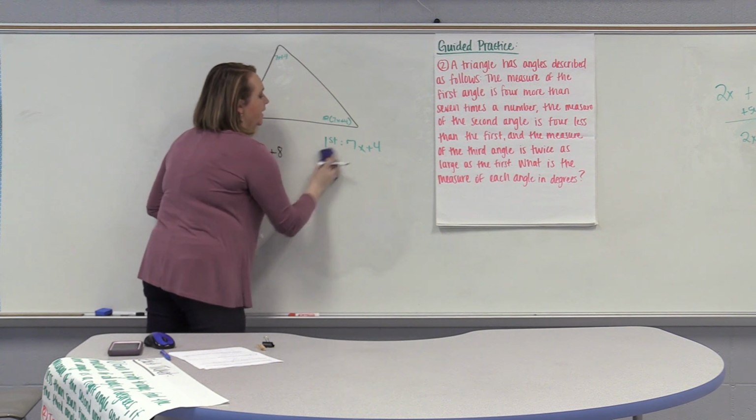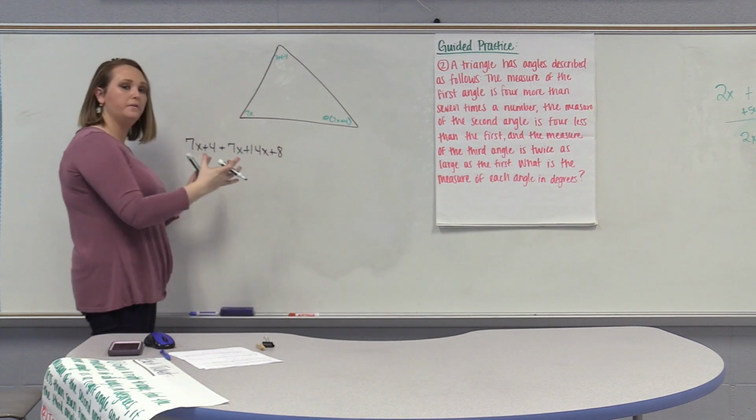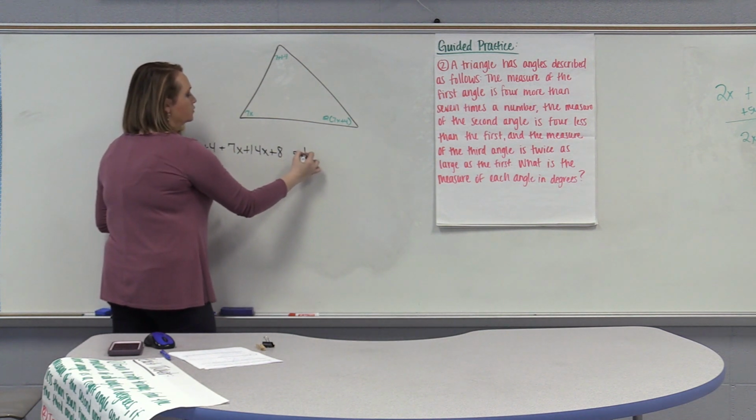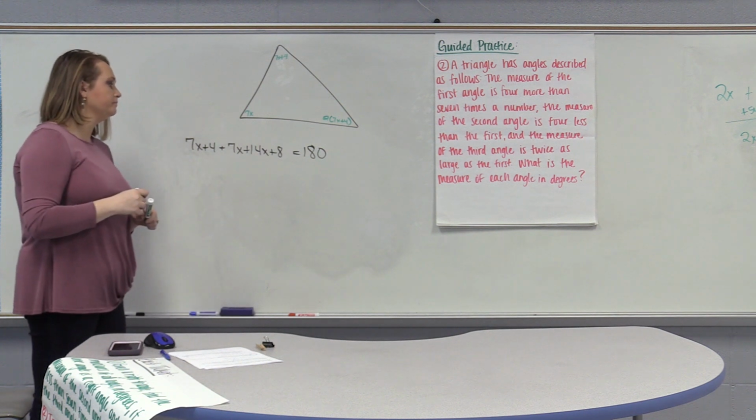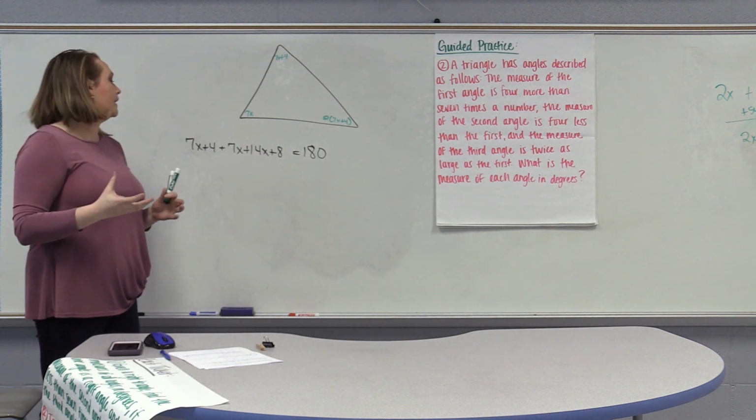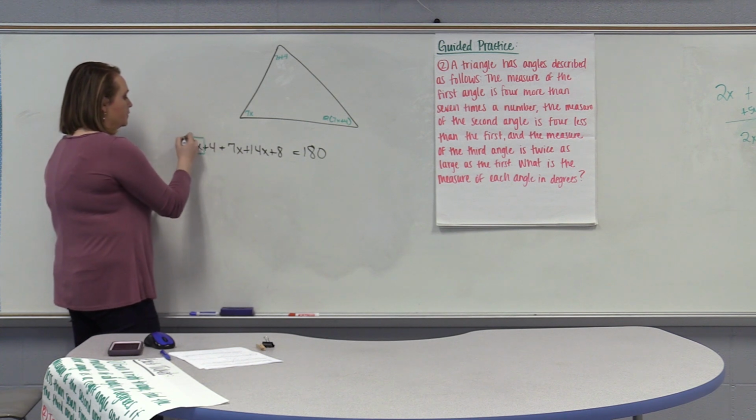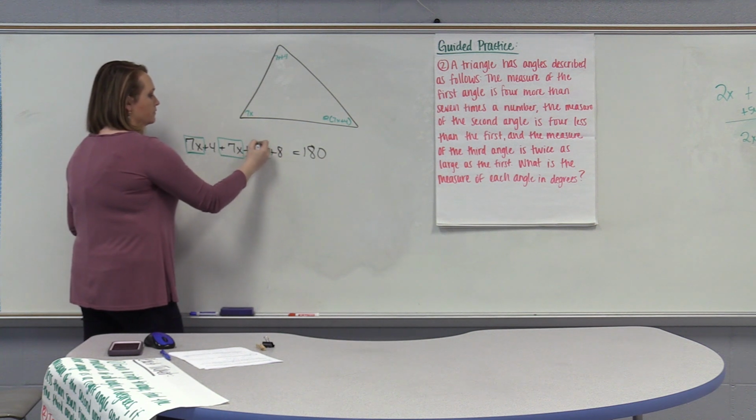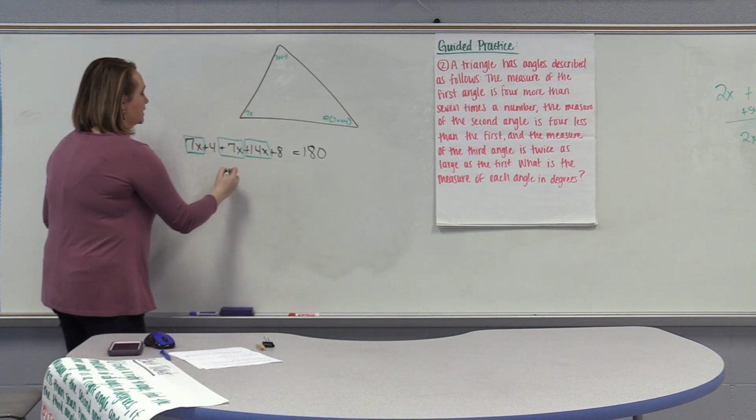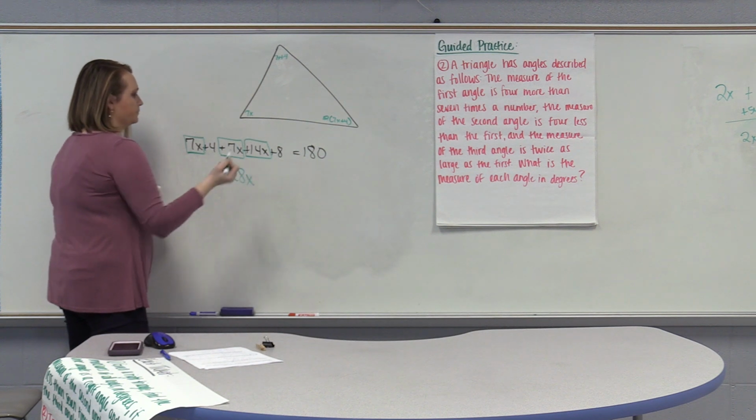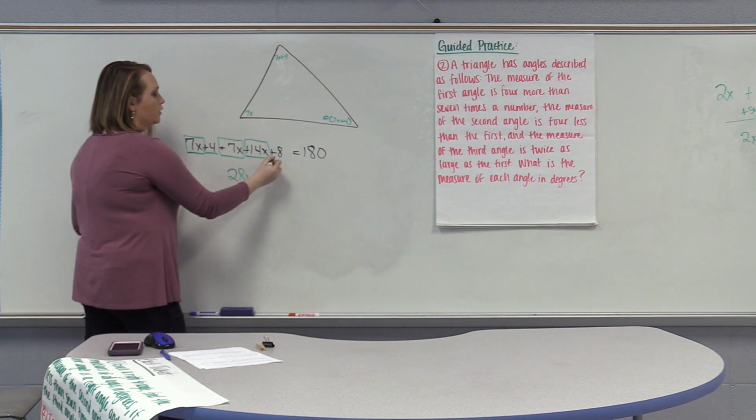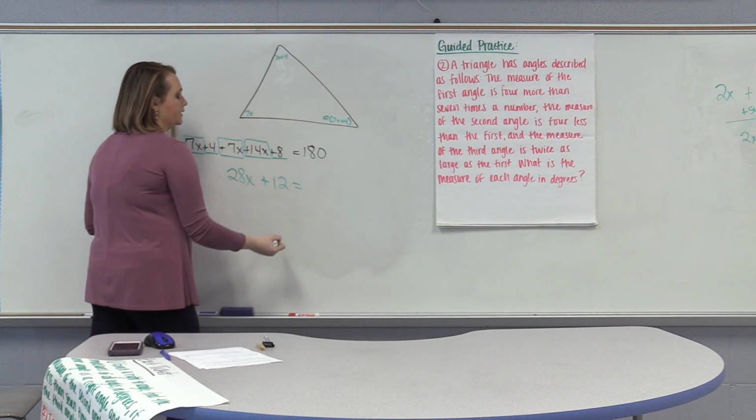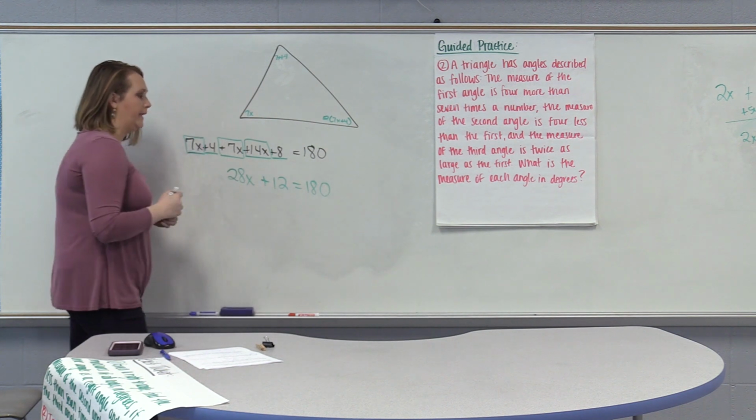And I know because of the angle sum theorem that when I add all of these expressions together that are representing each of the angles, it should equal 180 degrees. From here, I'm going to simplify by collecting like terms. I'm going to do 7x plus 7x plus 14x to get a grand total of 28x. And I'm going to do positive 4 plus 8, which would give me 12. And I'm going to set that equal to 180.